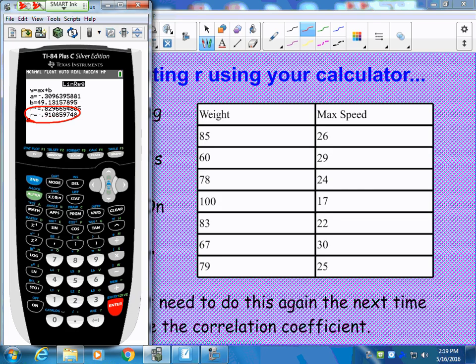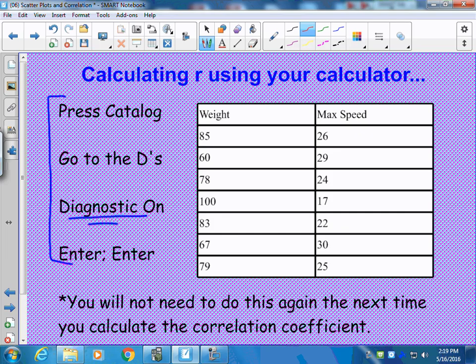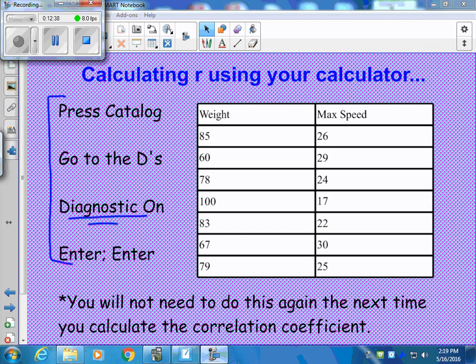And that is our lesson on finding the correlation value R using the graphing calculator and describing correlation and the value of R. Thank you and have a good day.